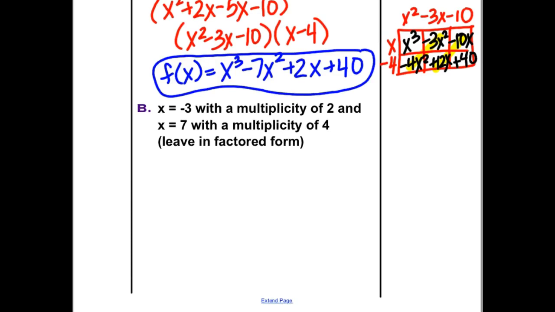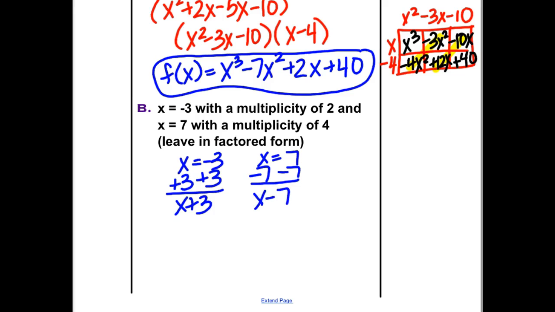Second type of problem. These are the easy peasy, flop and drop, basically. We got x equals negative 3 with a multiplicity of 2, and x equals 7 with a multiplicity of 4, leaving it in factored form. So the first thing we want to do, like we did before, is get our zeros. So x equals negative 3, we're going to add 3 to both sides. So we get x plus 3. And x equals 7, we're going to subtract 7 from both sides, giving us x minus 7.